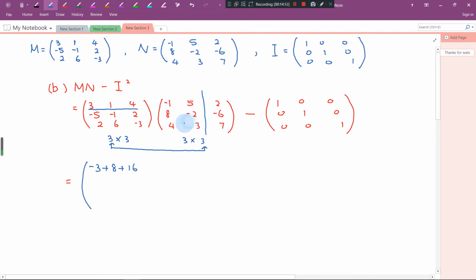First row, second column, so we know that we have to write over here, not here. 3 times 5, 15. 1 times negative 2, which is negative 2. 4 times 3, you will get 12. Okay. Third column. 3 times 2, you will get 6. 1 times negative 6, you get negative 6. 4 times 7, you get positive 28.